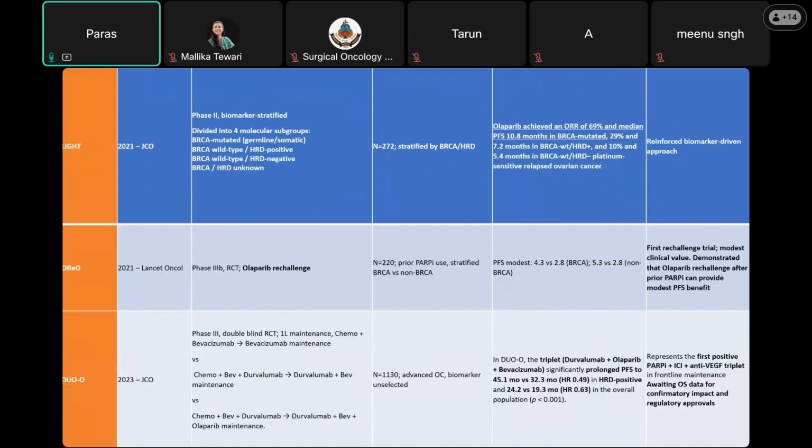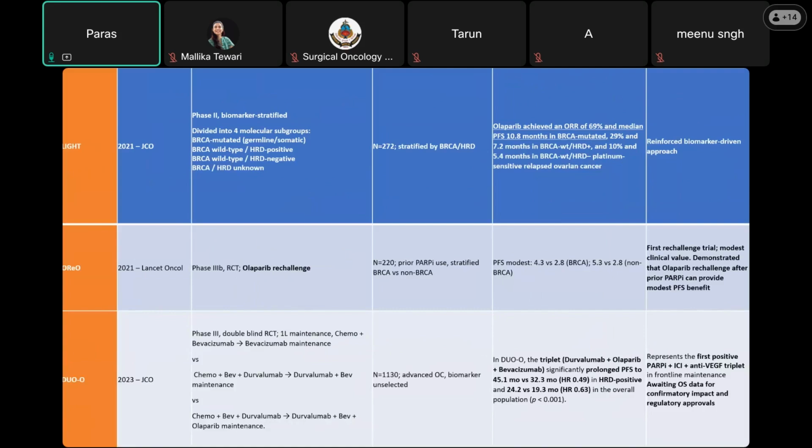The LIGHT trial again reinforced the biomarker driven approach, that is BRCA mutation and HRD status. The OReO trial, as the name suggests, was the olaparib re-challenge trial. It showed modest PFS benefit in BRCA-mutated ovarian cancers in patients who had previously received PARP inhibitors.